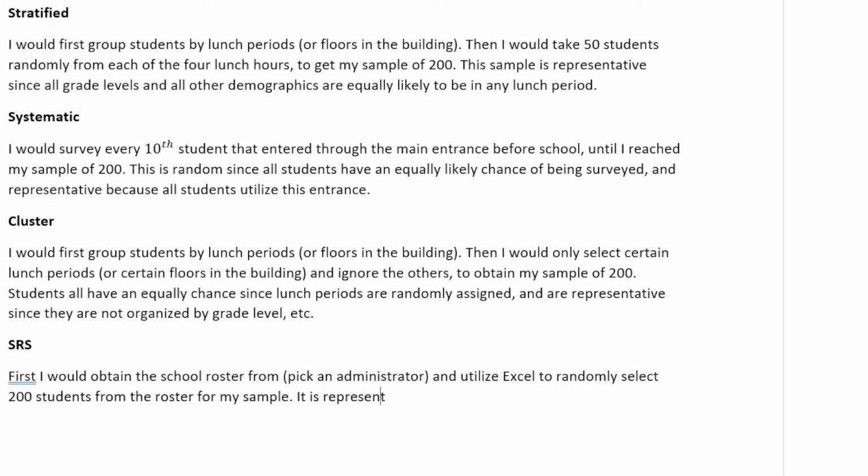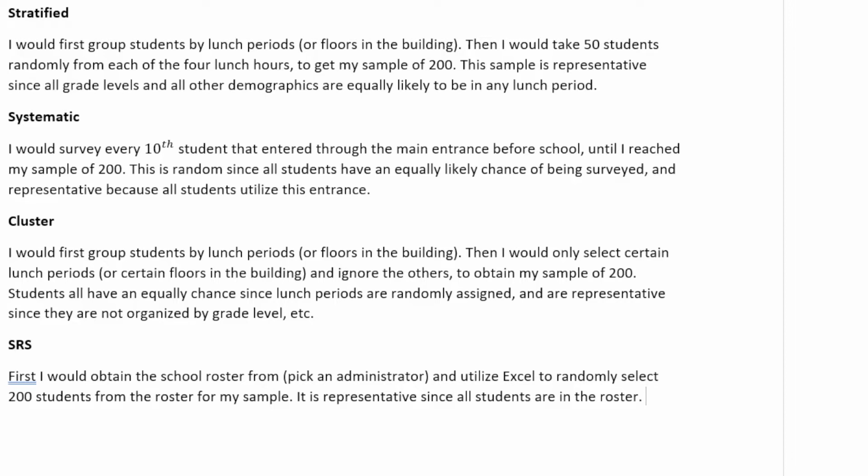It is representative since all students are in the roster. In this one, we already talked about how we're randomly selecting them, so there's no need to reinforce the idea of randomness there because we already talked about it. So simple random sample, pretty much the easiest one to say.